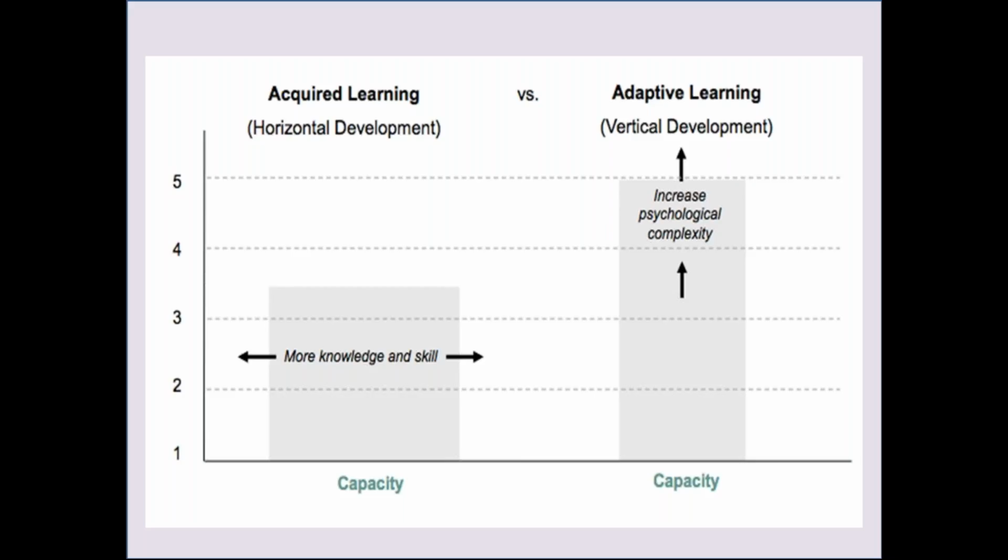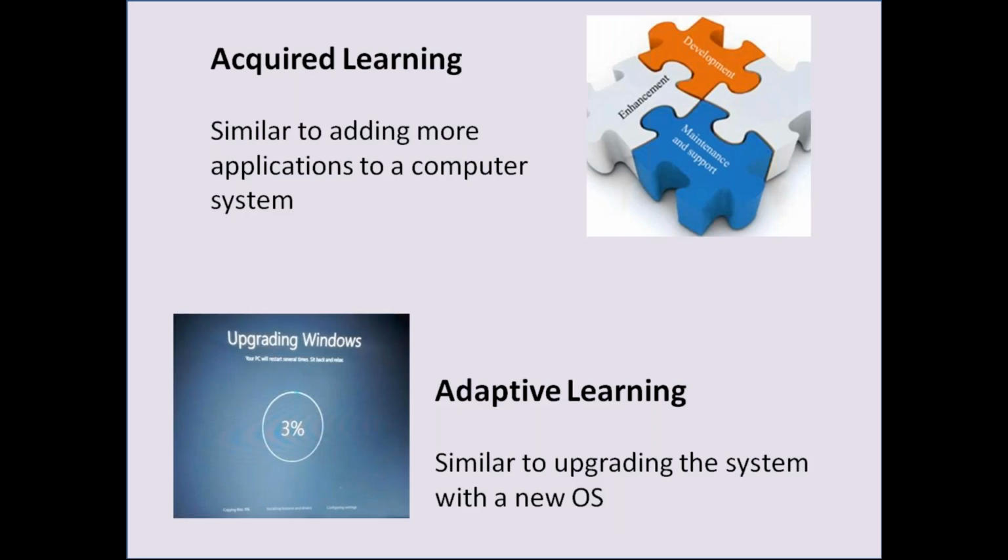adaptive learning is what we call vertical development. So as against horizontal development, adaptive learning is vertical development, which doesn't come by adding degrees or certification, but it comes through a process of learning which increases your effectiveness in dealing with the world, which is much more complex than what we actually understand or perceive.